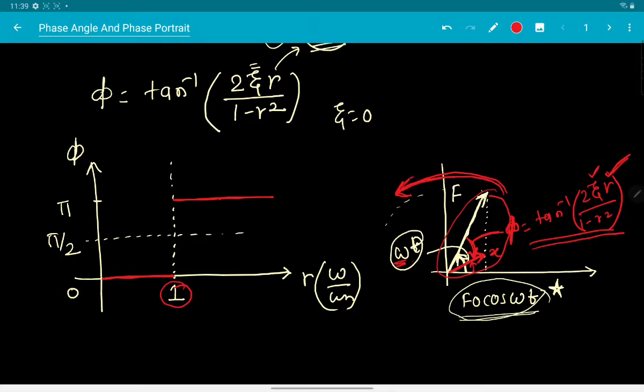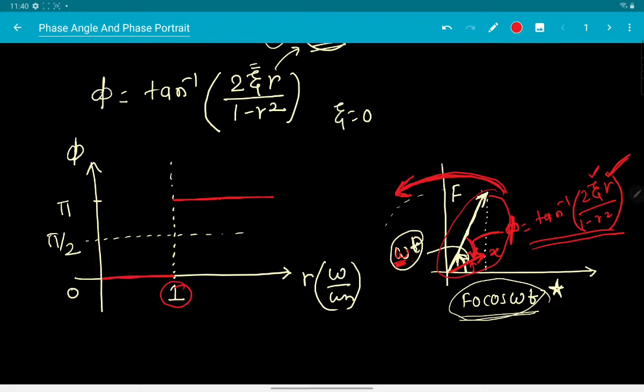these vectors are going to perform this motion in the anticlockwise direction, and they are going to rotate with a constant angular velocity, which is equal to omega. The angular velocity of the f vector as well as the x vector is going to be constant and the same, and the value of that will be equal to omega, which is the externally applied forcing frequency. So I hope you have now understood the relationship between f and x.